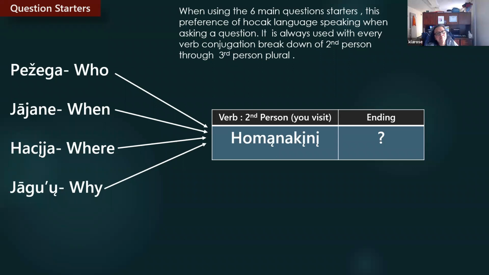And here's a mean question. How do we say, why did you visit? Jagu homanakini. Correct. So a lot of these, like I said before, there's more question starters, but these are the main common ones we use with second person and third person plural. Okay. I'd like to check in with the students. How we doing so far? We good? All right. As we continue on.